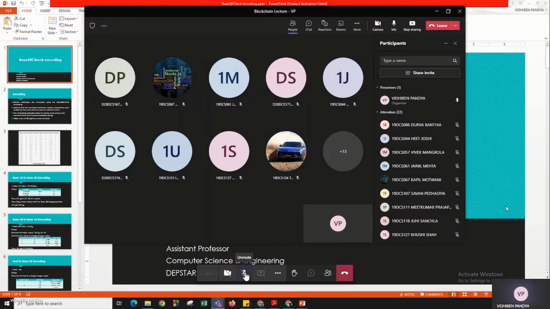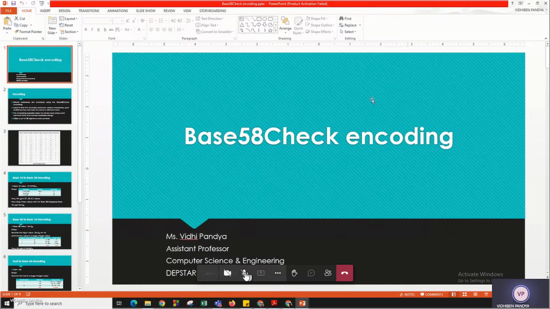So in that we have seen that there are two algorithms used for generating the keys and addresses, right? Because that is the most important component of Bitcoin. So that we have already seen. There is one another technique which is also used in Bitcoin, that is the Base58Check encoding. So basically, what is this encoding?